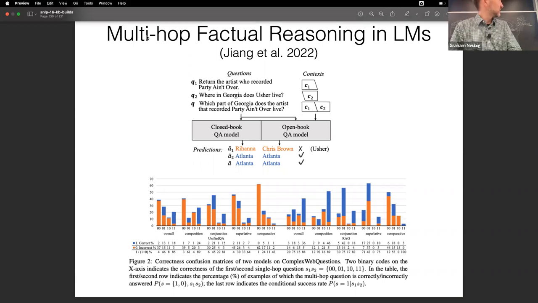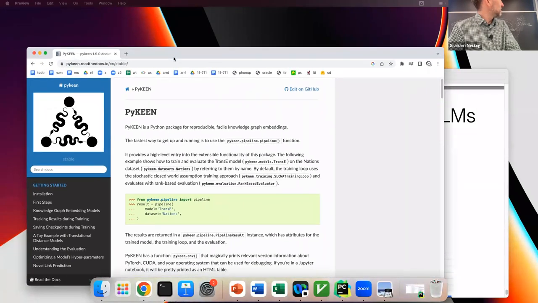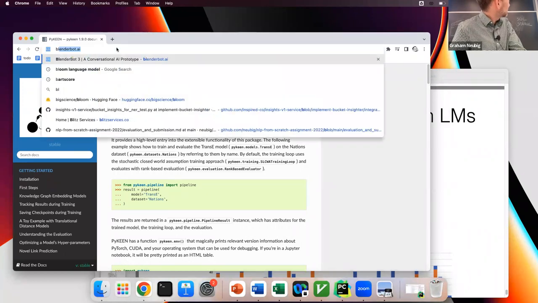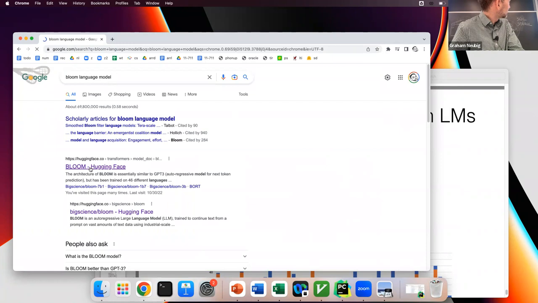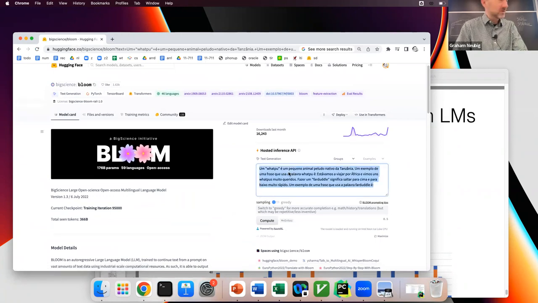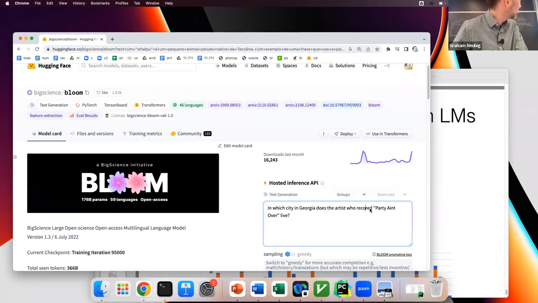One thing I should point out is we actually did this before the work on let's think step by step. I talked about that in the prompting lecture, I think. And so let's see if this works with Bloom. I'll put this to the test. I actually haven't tried it before. So, in which city in Georgia does the artist who recorded Party Ain't Over live? Who recorded? Okay, thank you.